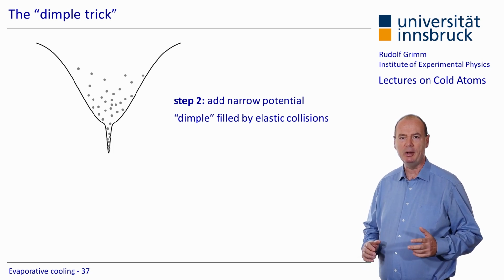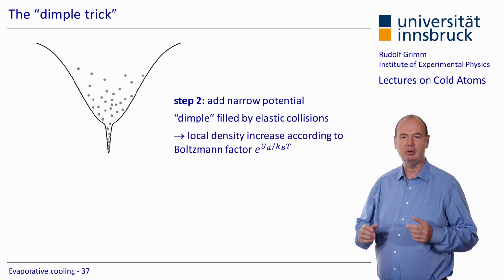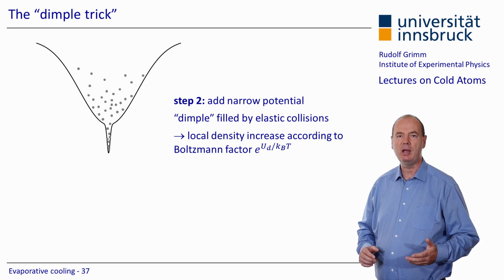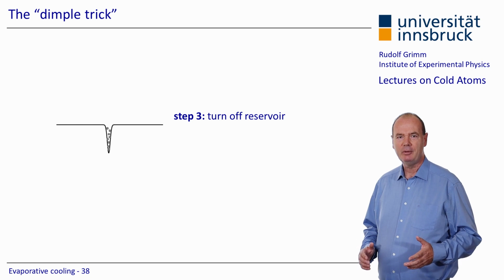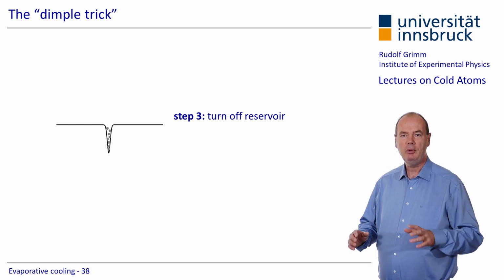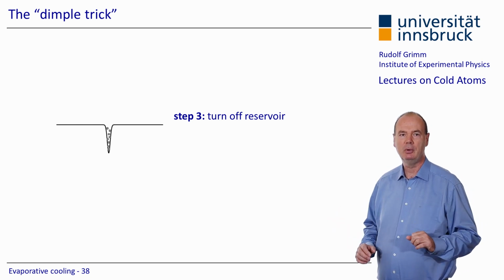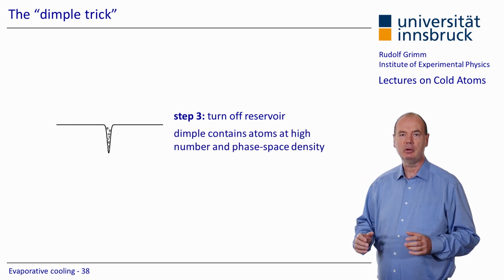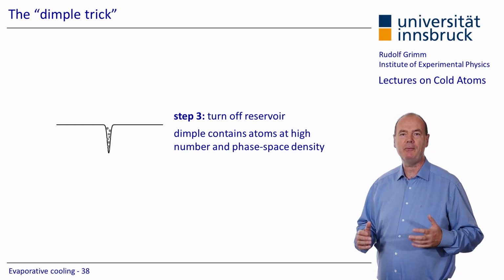And now comes the key point. While the temperature stays nearly unchanged, as it is determined by the large reservoir, the locally increased potential depth leads to an enhancement of the density, which can be understood by simply looking at the Boltzmann factor. In the final step, the reservoir trap is turned off, which removes all reservoir atoms. What remains is the narrow dimple potential, which contains a sample that is very dense and has a substantially increased phase space density.